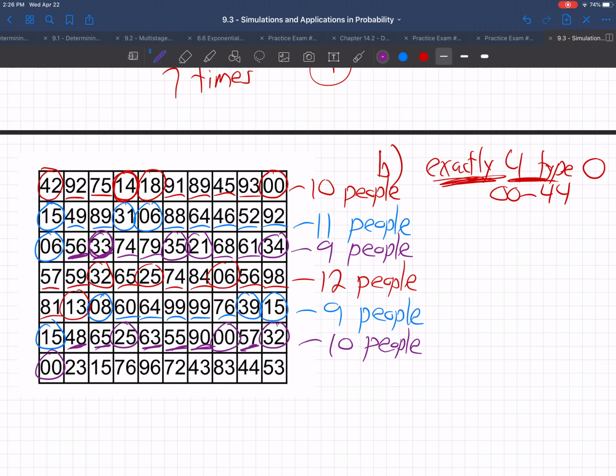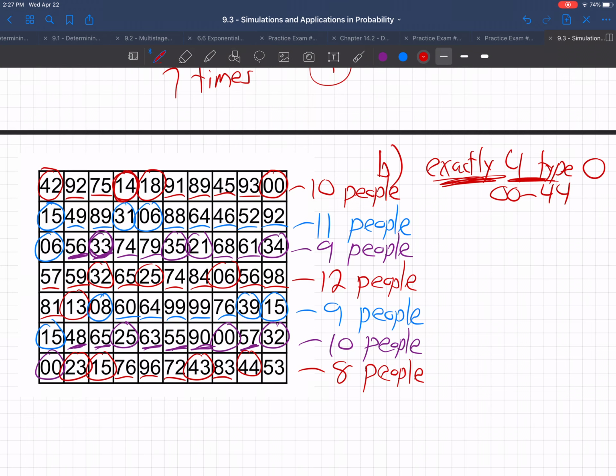All right, we'll do this one more time. 23, starting in, yes, that's a type O. 15, yes, type O. 76 no. 96 no. 72 no. 43 yes, that's a type O. 83 no. 44 yes. There it is. We got our 4th type O blood. How many total patients in the red there? It's 8. If you count them up, it's 8 people. 8 people had to come in to get 4 type O bloods.